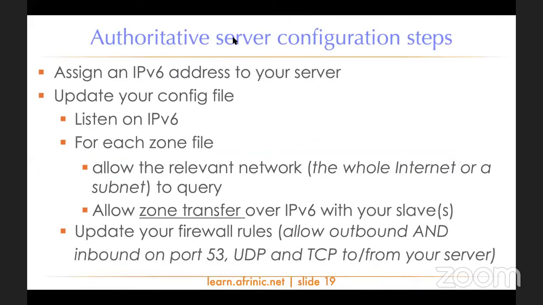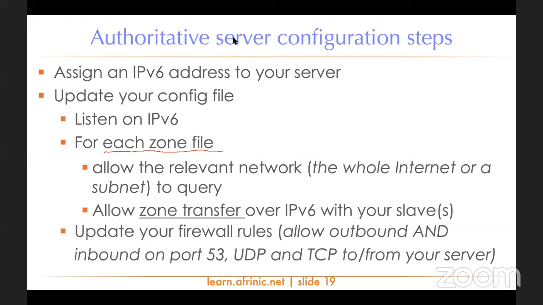So for your authoritative server, usually the steps are: you also have to assign an IPv6 address according to your IPAM. You have to update your config file. And then obviously you have to listen on IPv6. And now for each zone file that you manage, you have to allow the relevant network to query it. Let's say we are talking about cmnog.cm. For each zone file you have, you should allow the entire internet to query this zone because this one is public.